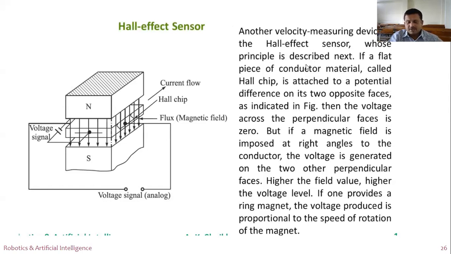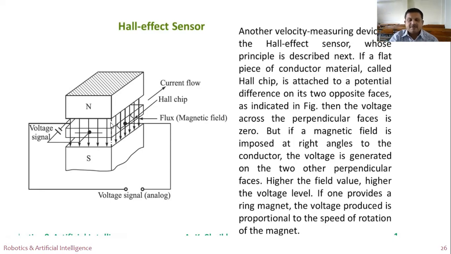If a flat piece of conductor material called a Hall chip is attached to a potential difference on its two opposite faces as indicated in the figure, then the voltage across the perpendicular faces is zero. It means that here the current or voltage source is applied on these two faces. Therefore, the faces which are perpendicular to those faces have zero voltage.